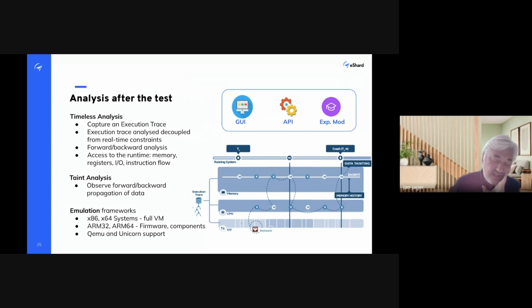Emulation frameworks, I think I mentioned that already a bit. So we have for x86 and x64 systems, the Intel, we have full VM emulation. We also have for ARM32 and ARM64 architectures emulation, and we have in general QEMU and Unicorn support. So if your architecture is not here, maybe there is already a version that can be emulated, and that we can at least run a fault injection test on that.